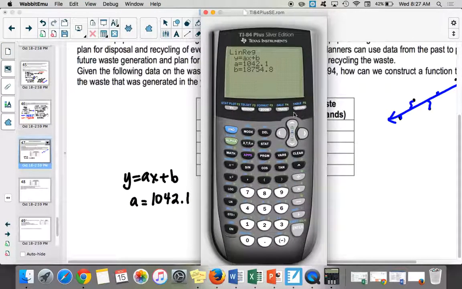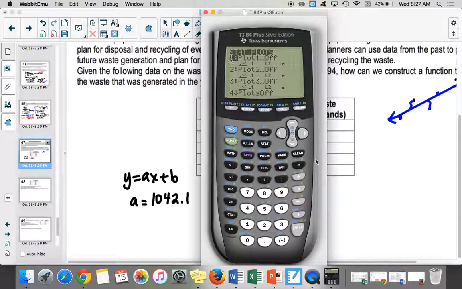So if we go to graph, we don't see anything yet. Hang on. Let me think about it. So I'm going to go to stat plot. Did you guys see up here where it says stat plot? And we're going to do second and then stat plot. And we want to plot these points.